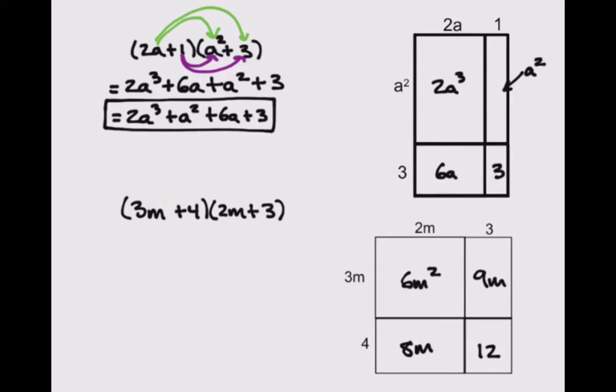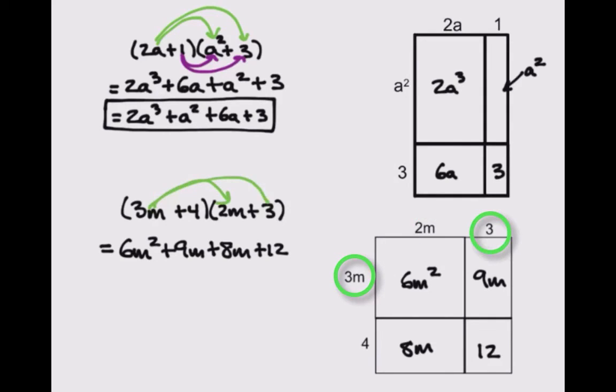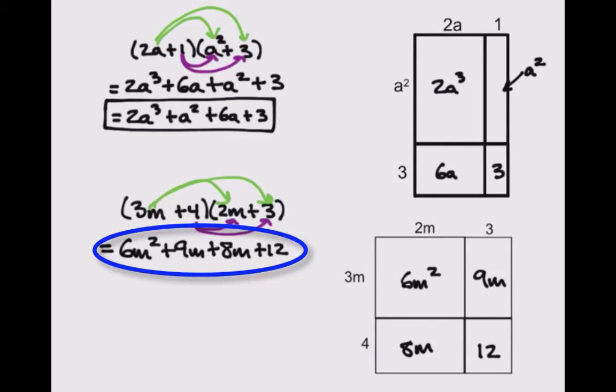And so, the product of 3m plus 4 and 2m plus 3 should be 6m squared plus 9m plus 8m plus 12. What did we do? I think we took this 3m and we multiplied it by both the 2 and the 3. We distributed it to both numbers in the second set of parentheses. I also think we took this 4 and we multiplied it by the 2m and the 3. We distributed it to both numbers in the second set of parentheses. And of course, this is the product we ended up with.